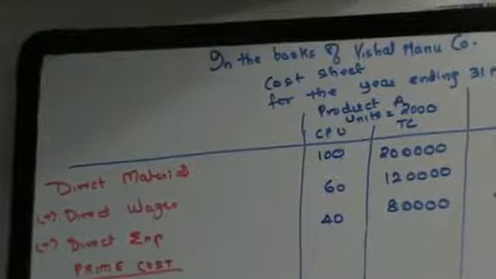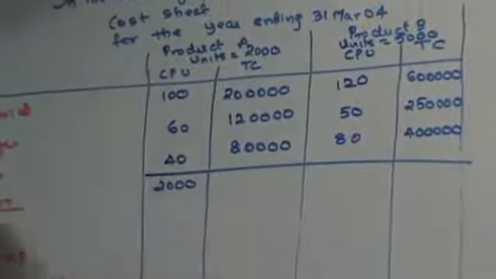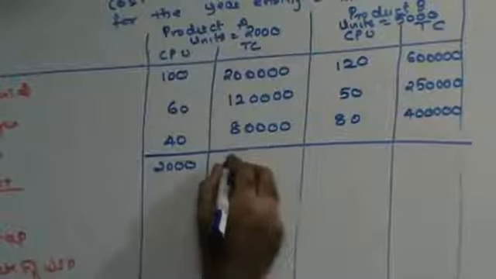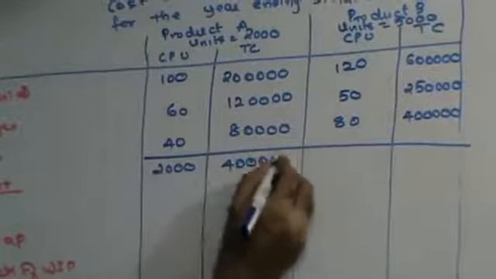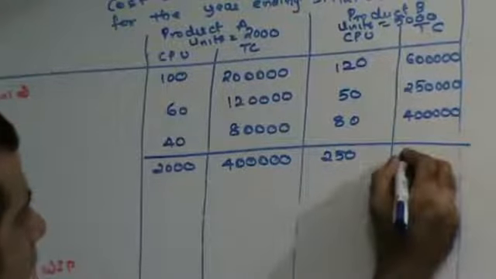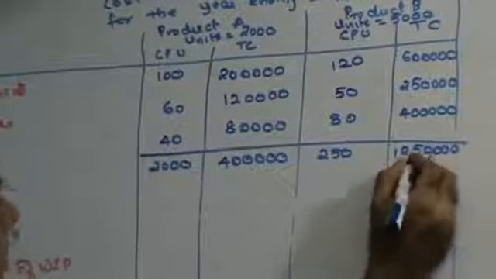Now when you add this, what you get is called prime cost. So this is 200. How did I get 200? 100 plus 60 plus 40. 3 lakh 20 lakh 4 lakhs. This is 250. And 12 lakh 50,000. Fine, so your prime cost is done.